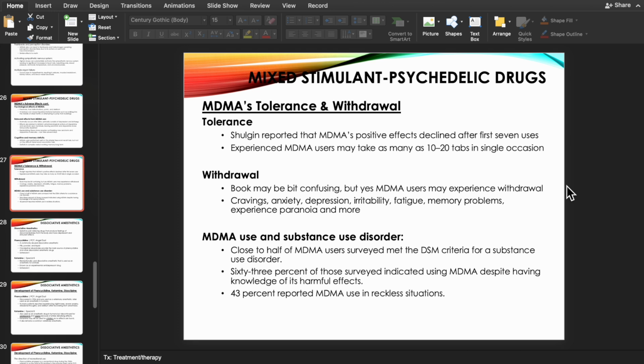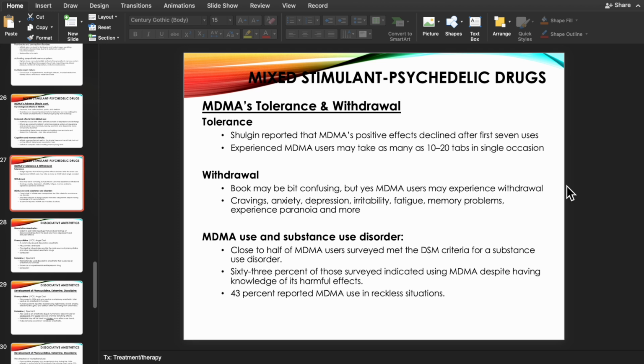And this is why people who use MDMA regularly take like 10 to 20 pills on one occasion, not all in one shot, rather like in one night, or if they're at a party or a concert or something. Users have also reported that MDMA has gotten weaker over time, meaning it's less potent, which could be another reason why they're taking more. Withdrawal.